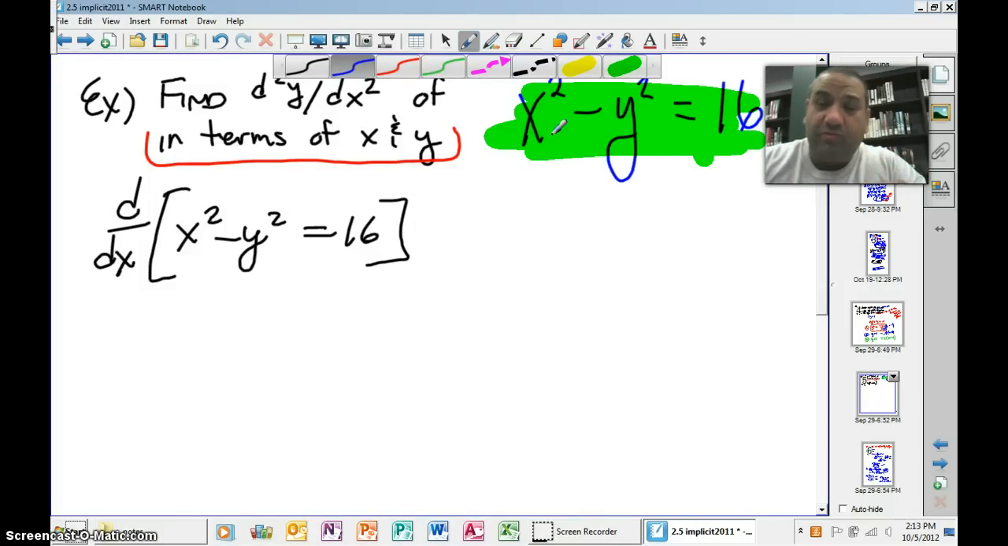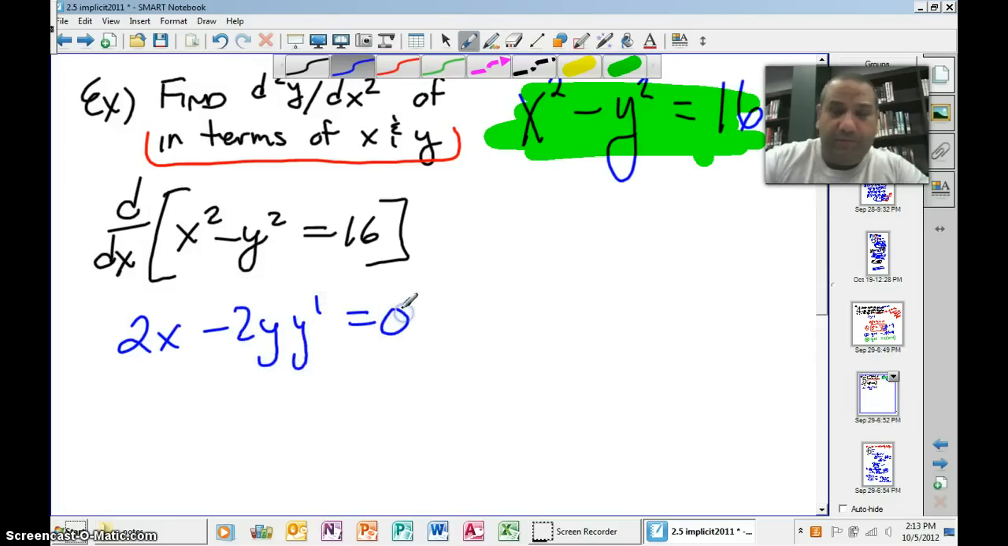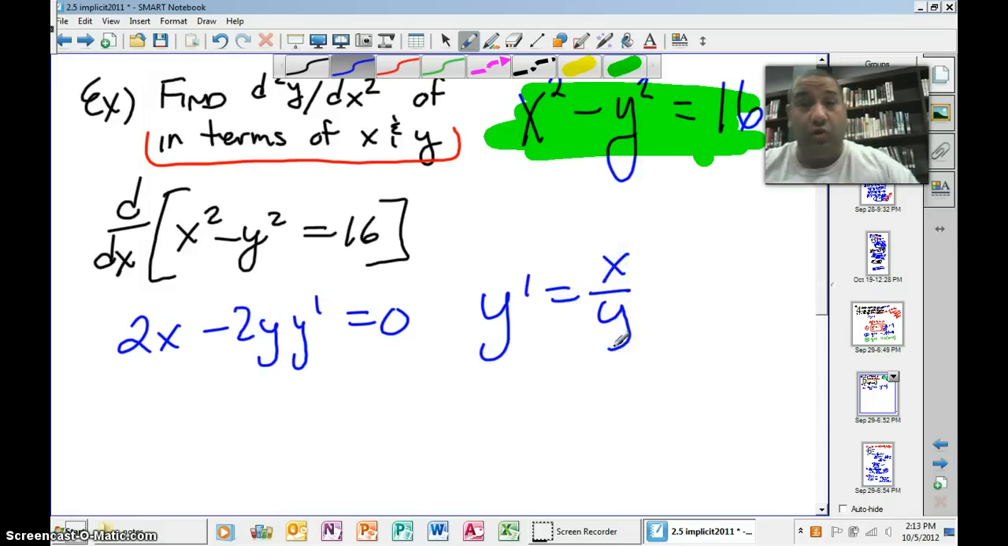This is the problem. x squared minus y squared equals 16. Now I'm going to take the derivative. When I take the derivative implicitly, I get 2x minus 2y y prime equals 0. And when the smoke clears, that means y prime equals x over y, because the 2's go out when you set them equal to each other.